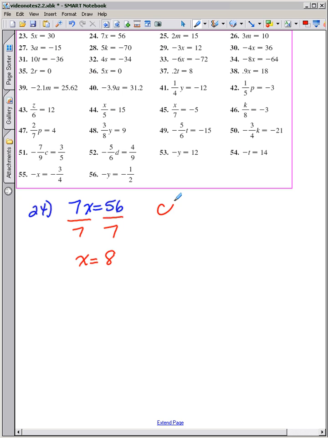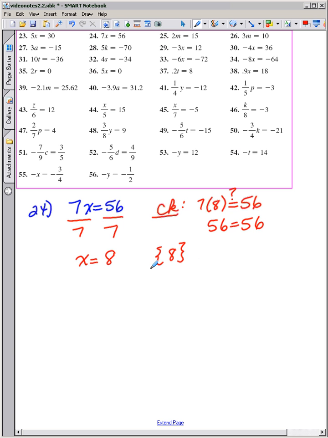I can certainly check. We plug in 7 times 8. Is that equal to 56? Well, yes, it is. So that means that the value 8 is the right solution. So the solution set for this equation is the set containing 8.